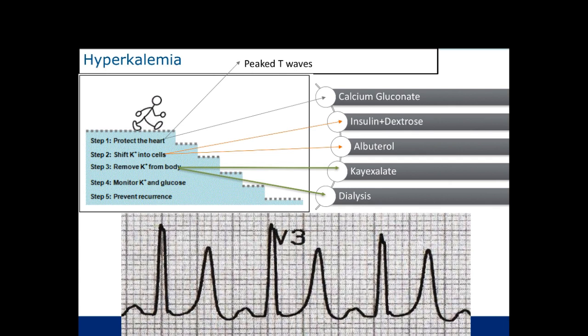Then you give albuterol, a beta-2 agonist, which, remember, also shifts the potassium inside. But that's shifting, and that's very temporary. So you've got to start removing it from the body. Kayexalate is a potassium exchange resin. It takes a long time, but it works in your colon. Essentially, it absorbs the potassium into your feces, and you poop it out. And then you could do dialysis, which is obviously also a choice, and just removes it from your body.